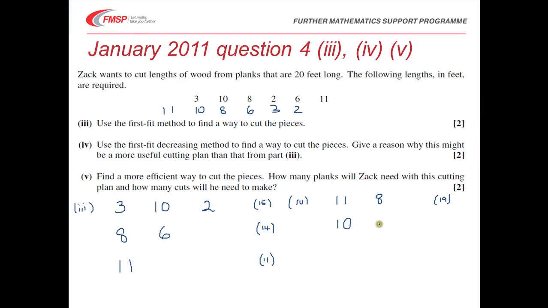We now have a cut of 6 which we could do there, and a cut of 3 that we could also do there. And that is meaning that we've used 19 feet. But unfortunately that means that we've got 2 left over here.